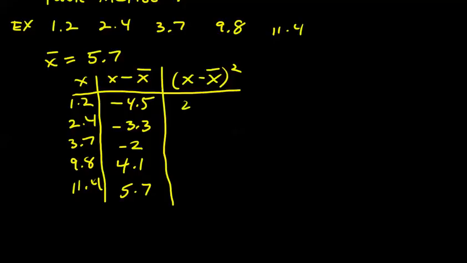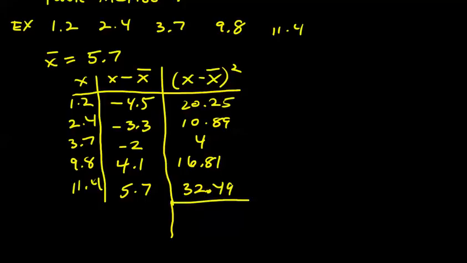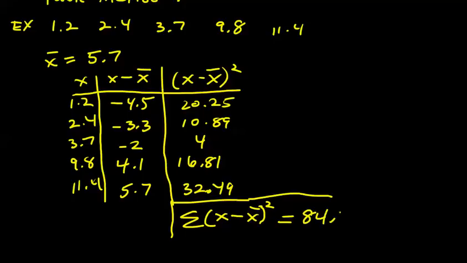If I square all these, 20.25, 10.89, 4, 16.81, and 32.49. The sum of this column is the summation of all the squared differences from the mean, and that is what I'm going to use for a numerator in my standard deviation calculation. If I add up this third column, I've done it previously, and it's 84.44.